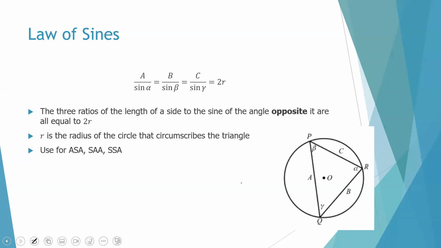These are ratios. The 3 ratios of the lengths of the side to the sine of the angle opposite it are all equal to 2r. R is the radius of the circle that circumscribes the triangle, whatever that triangle may be. And this is useful for angle, side, angle, angle, and side, angle. And there you have the shapes.